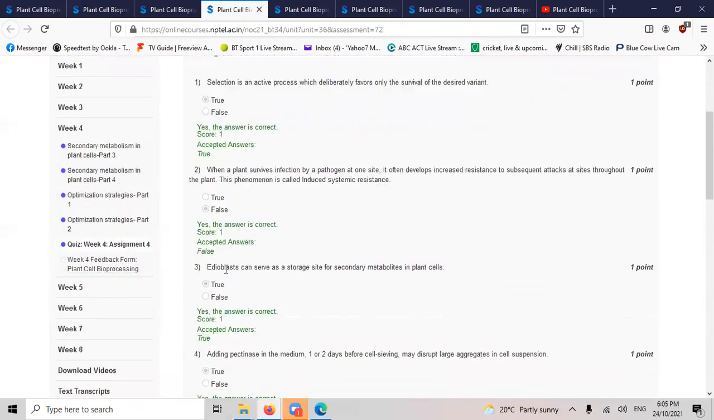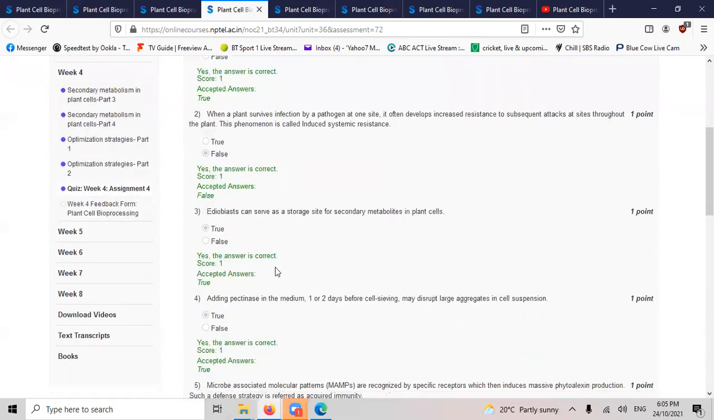So it's false. Idioblasts can serve, yes, as secondary metabolite storage places. There are so many places for storing the secondary metabolites. Adding pectinase in the medium 1 to 2 days before cell sieving may definitely disrupt large aggregates in the cell suspension. True.